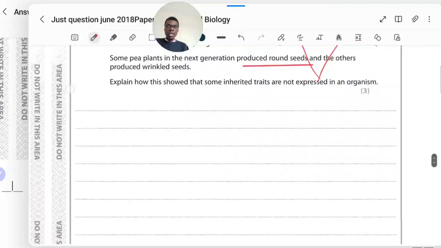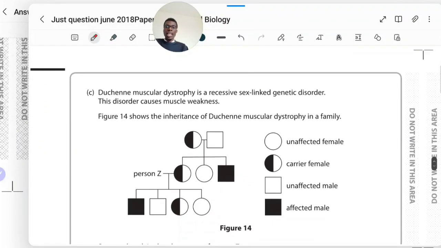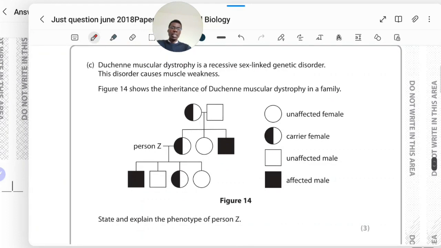Hope that made sense. Moving on, I've explained this. Duchenne muscular dystrophy is a recessive sex-linked genetic disorder. All right, this causes muscle weakness. Please, you have to study this. Now, this is unaffected female. This is affected. So this is unaffected female. This is unaffected male. This is a carrier female. This is an affected male.